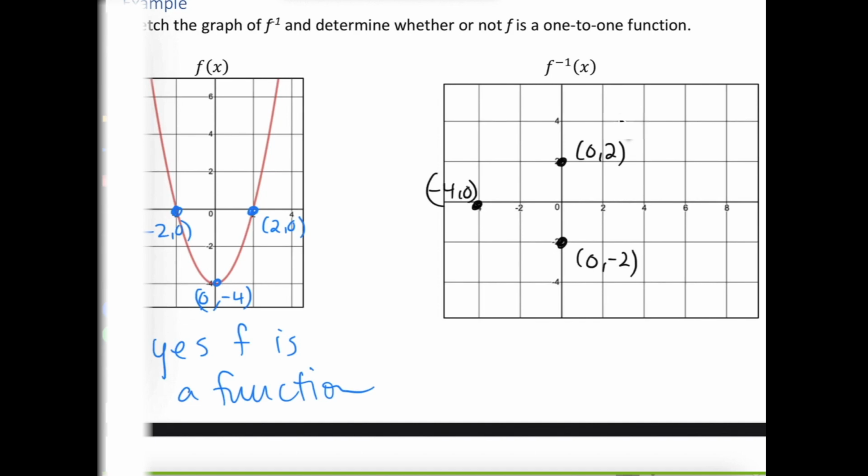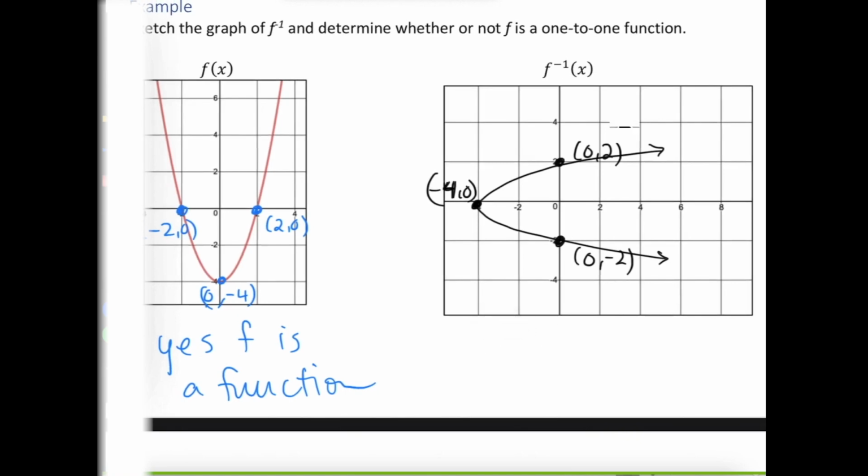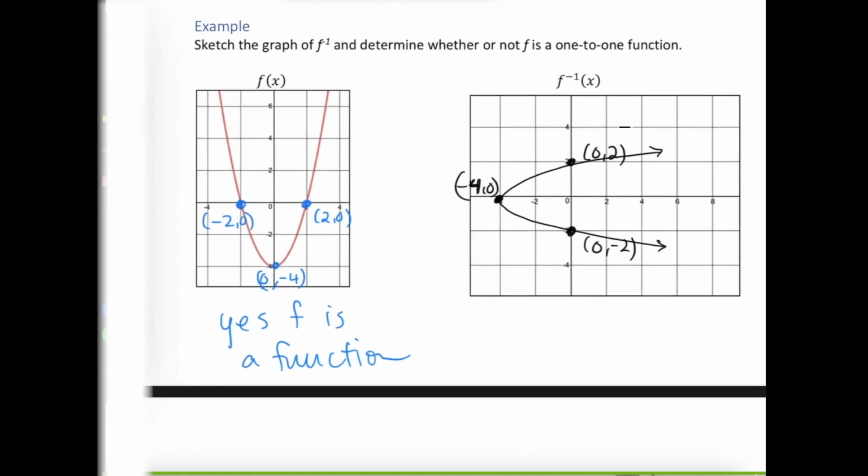And then essentially what we'll see here is that after we switch all the x and y's on all of the ordered pairs, I've just shown 3 of them, but once we switch them all, we could connect those dots and see that we end up with a sideways parabola, which if we apply the vertical line test to, is not going to be a function, and therefore the original must not have been one-to-one.